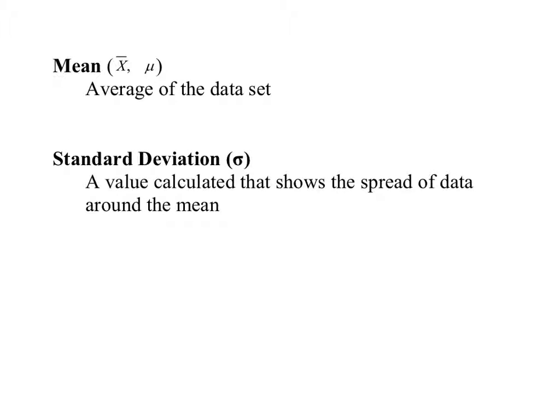A couple of terms we need to talk about before we look at the normal curve are mean, which I'm pretty sure you've worked with calculating before, and standard deviation. Mean is the average of a data set. Usually it's adding up all the values and dividing by how many values are in the data set. Standard deviation is a value that's calculated that shows how spread out the data is around the mean.